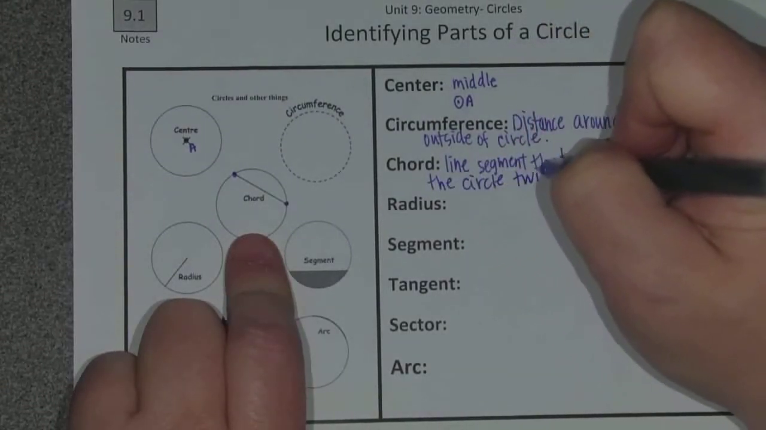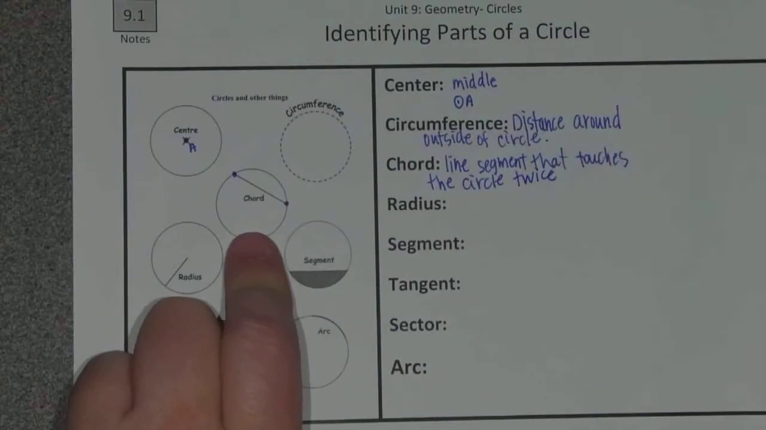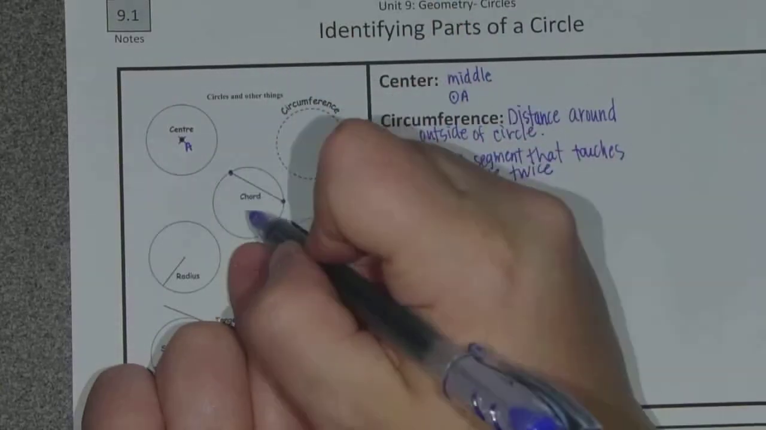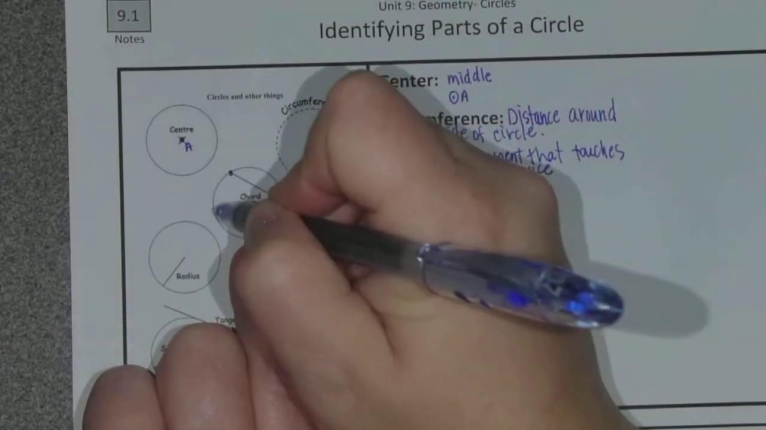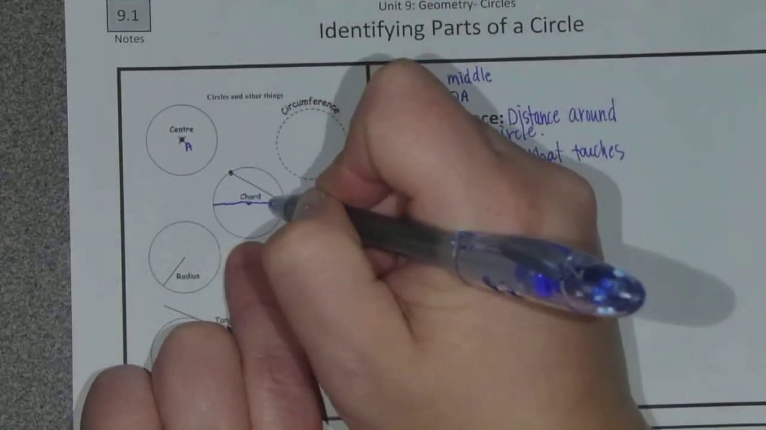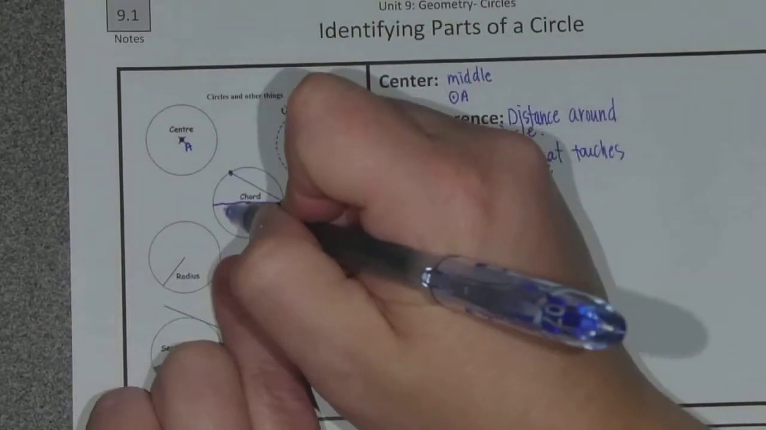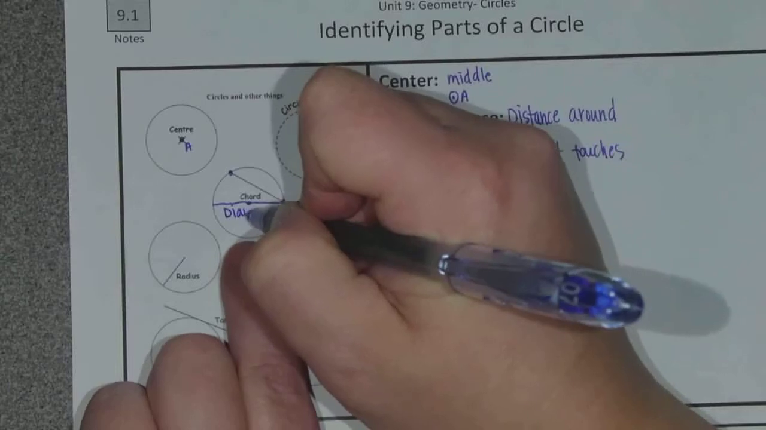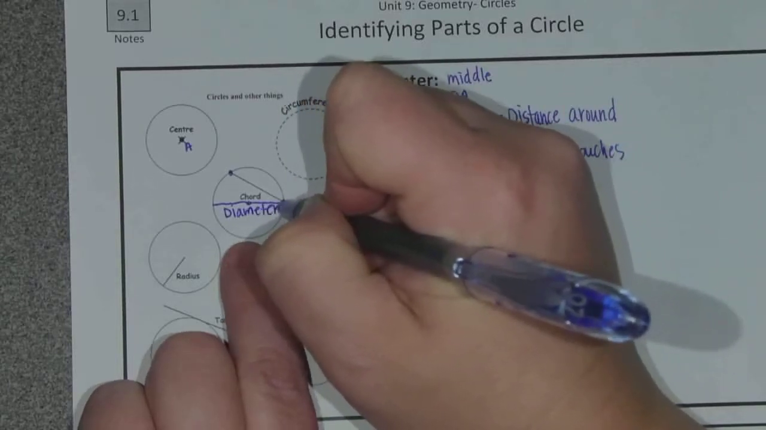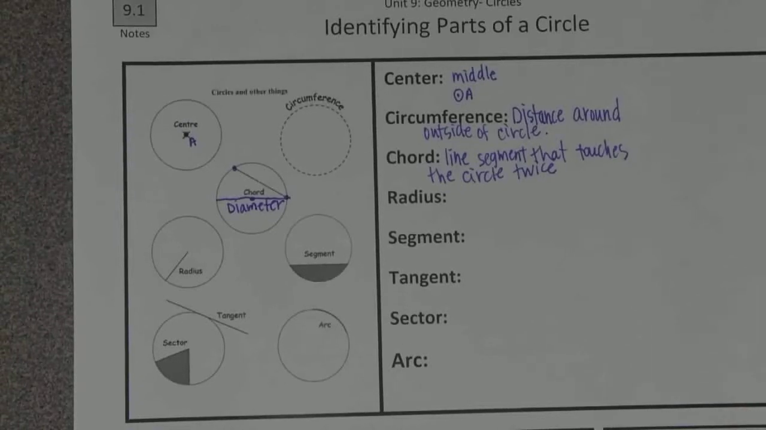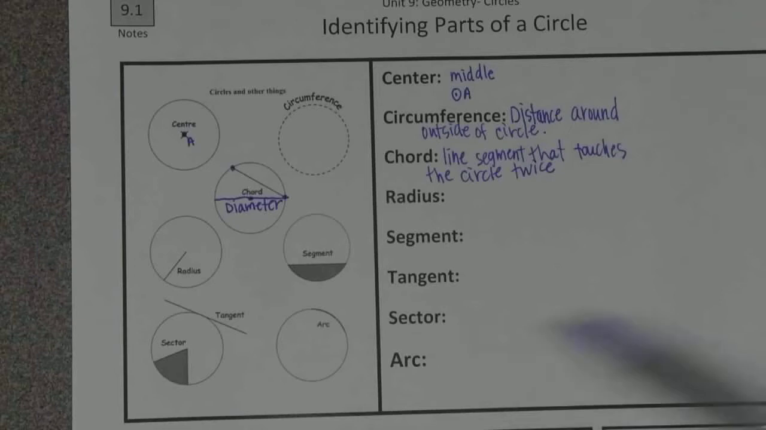Okay, can you tell me the most popular chord that we have in a circle? The one that we talk about all of the time. Anybody know it? It's the one that goes right through the center just like this. Diameter. That one's called the diameter. So the special chord that we know is called the diameter. It goes through the center of the circle. All other chords just touch in 2 places. Okay?